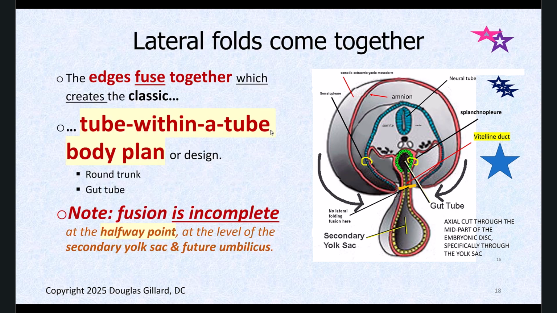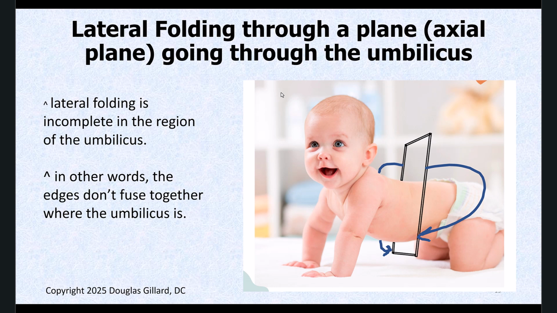See how that works. And yeah, we're creating a tube within tube body design here. And again, fusion is incomplete at the halfway point where the secondary yolk sac is. Just another little cartoon trying to help you visual learners. Just another look at it where we get folding coming around, lateral folds, creating a tube within a tube body design.